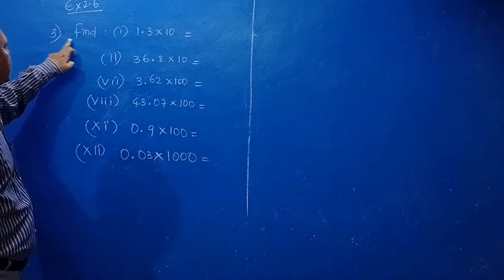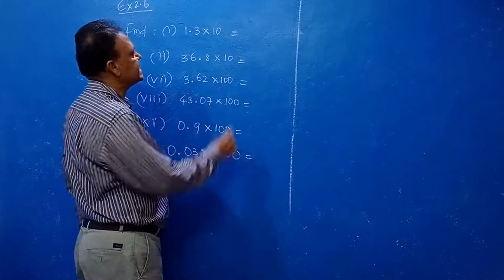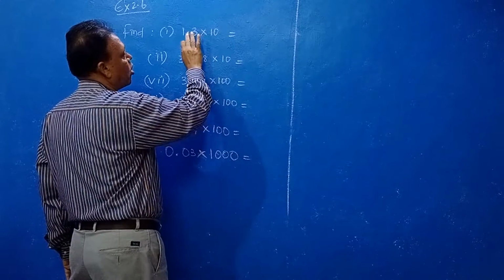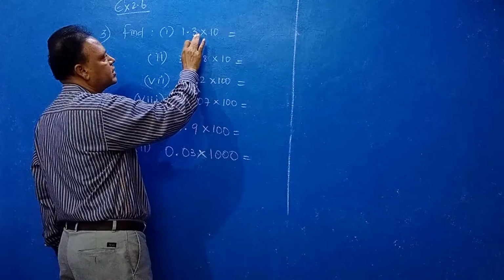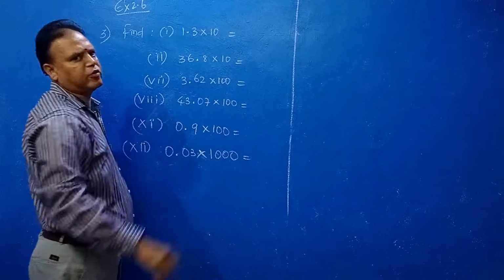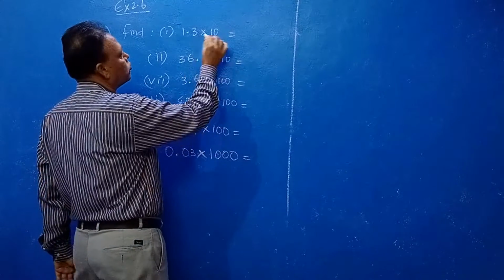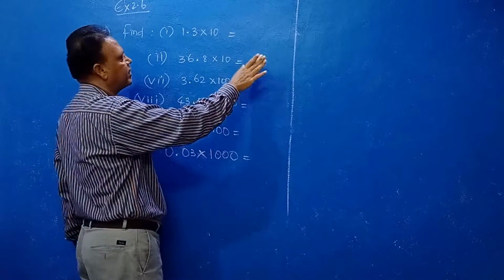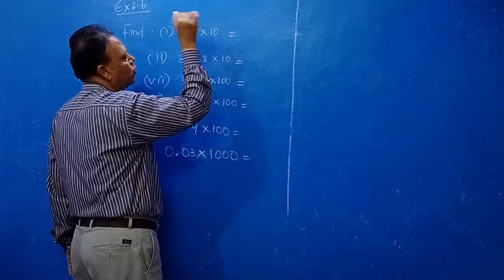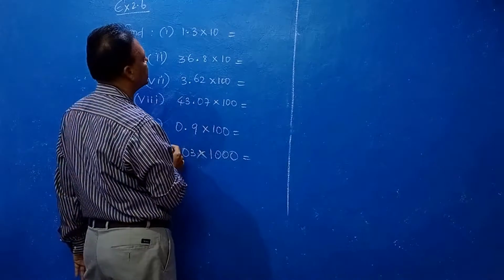You see the next problem. Find 1.3 into 10. After the decimal, how many digits are there? One digit. So here, 10 means you can remove the decimal. Or another way also: you remove the decimal point, ignore it and multiply. 13 into 10, 130.